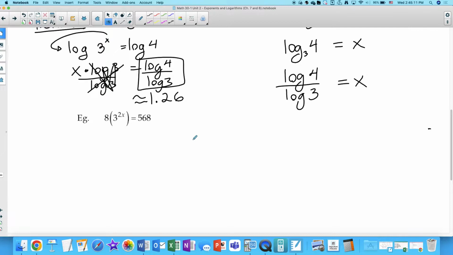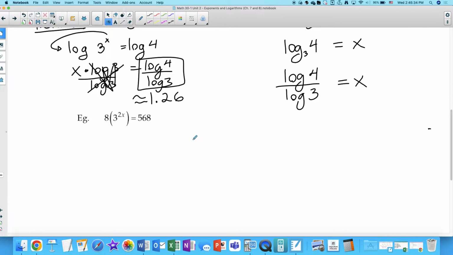Say that again? What do you mean by apply the 8? We got to do something with that 8. Yeah. Divide both sides by 8. Because whether you're taking the log of both sides or you are switching forms, particularly if you're switching forms, you need the power to be isolated.